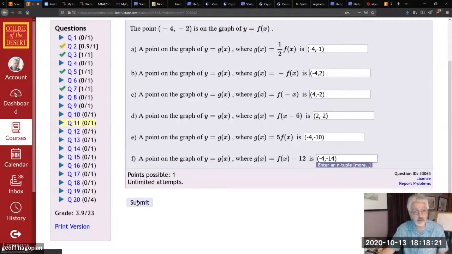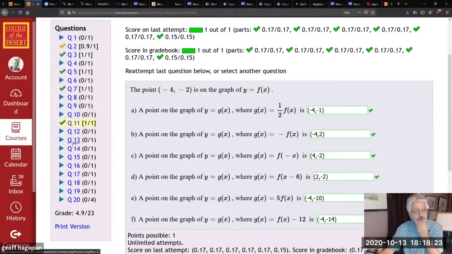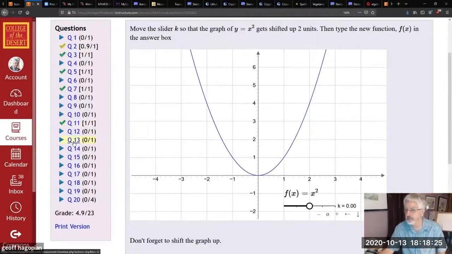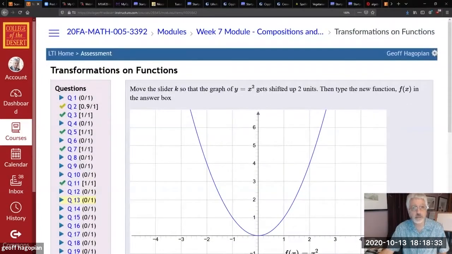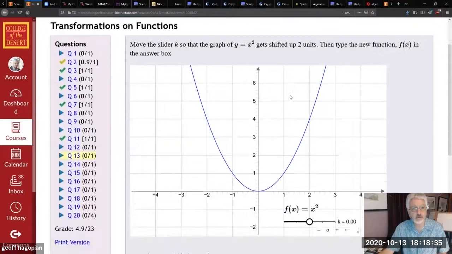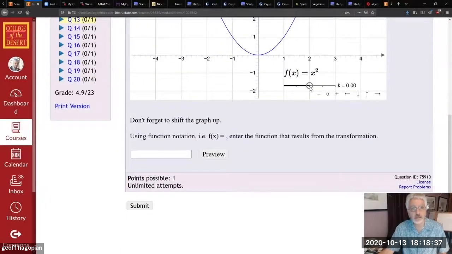Let's see if those are all right. Yeah, okay. And just stop me if you got a question. So here's a parabola, and we want to shift up 2 units and then write the new function in the box. Well, they kind of tell you what it is here, right?